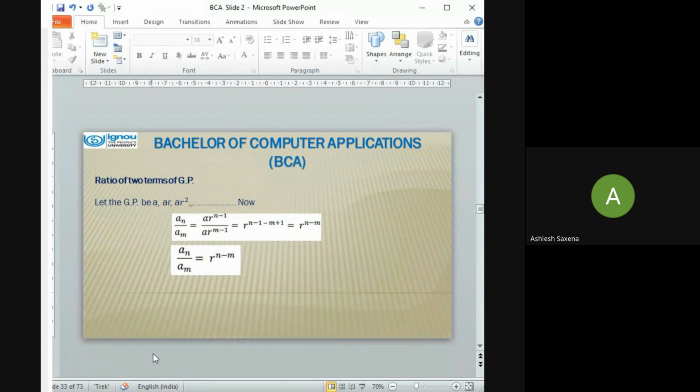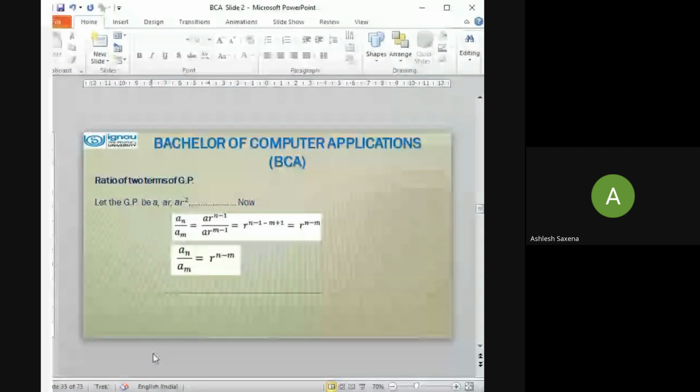There we found the difference. Here we will find the ratio of two terms. Here it will be an upon am is equal to r raised to the power n minus m.